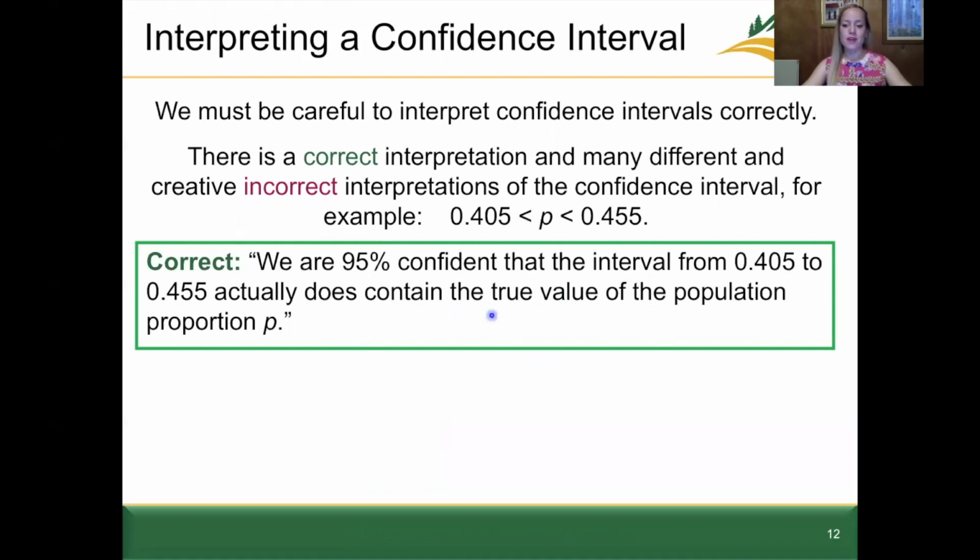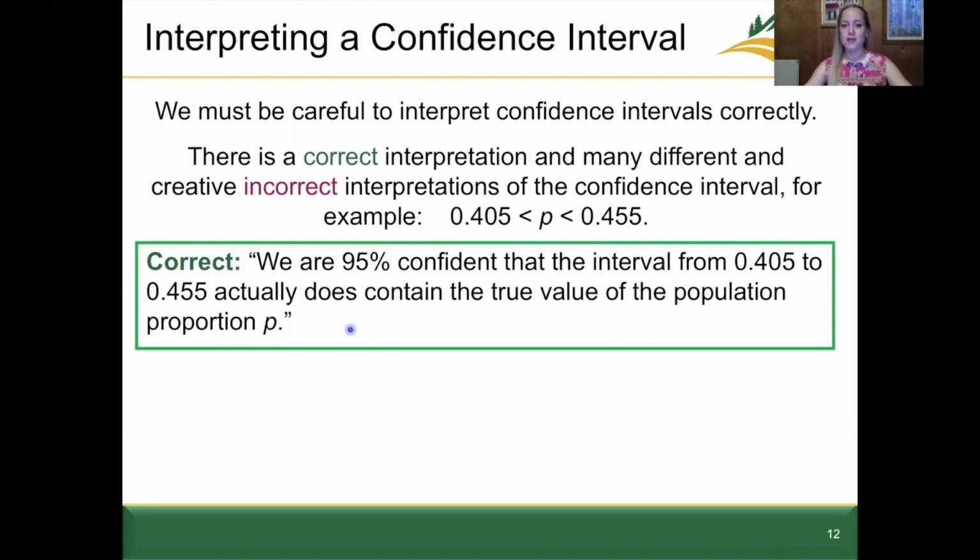This is remembering that this interval here from 0.405 to 0.455 is based on a sample. Remembering that we want to connect a sample to an entire population, we can use terminology like this. Being 95% confident that our interval does contain the true value of the population proportion is pretty high.